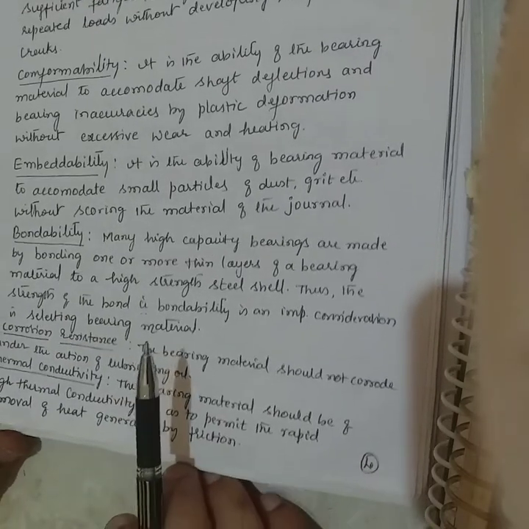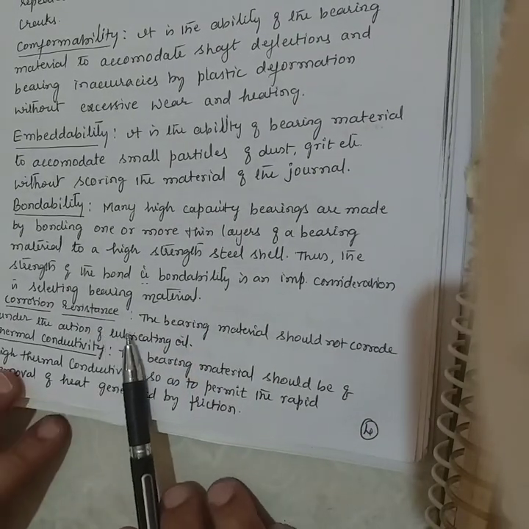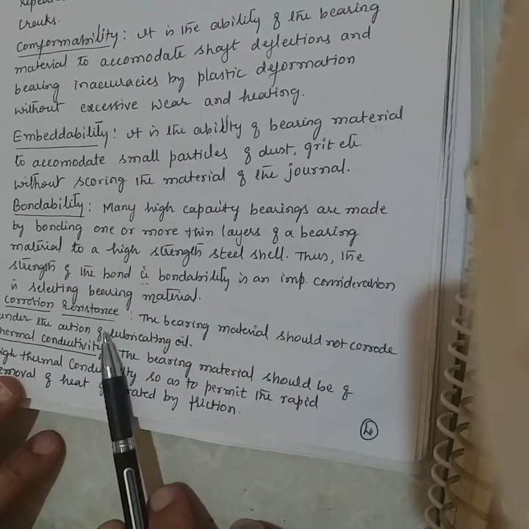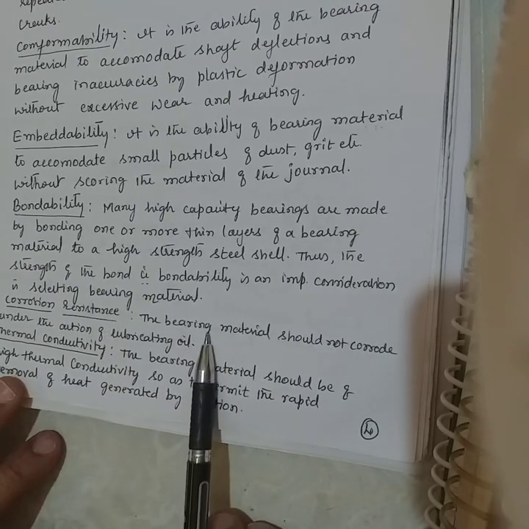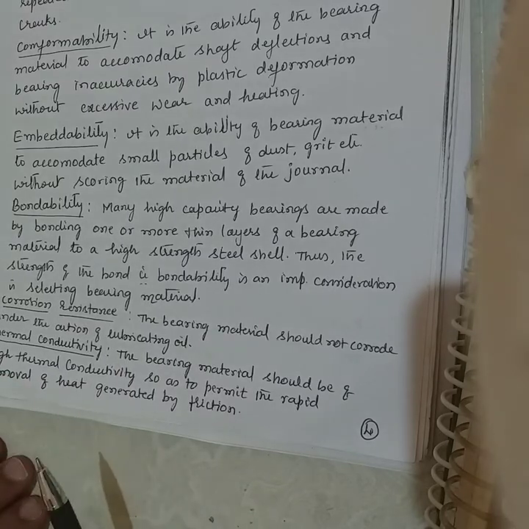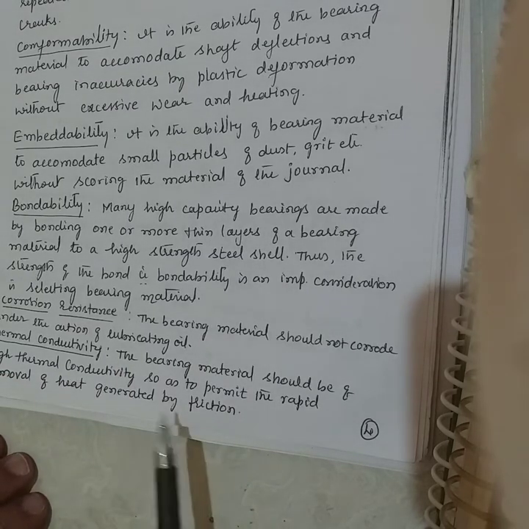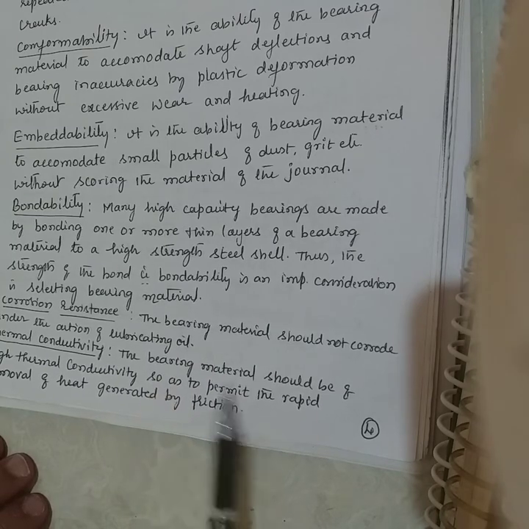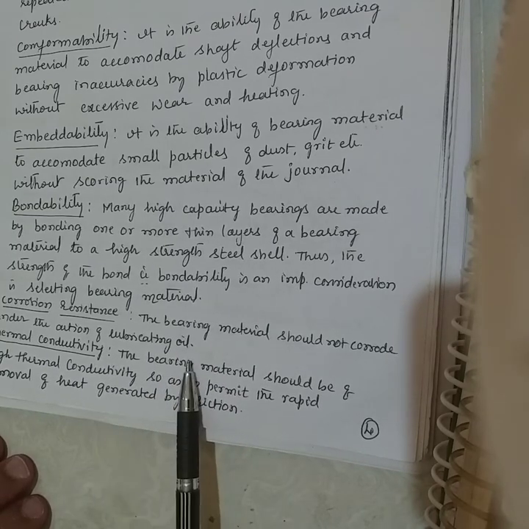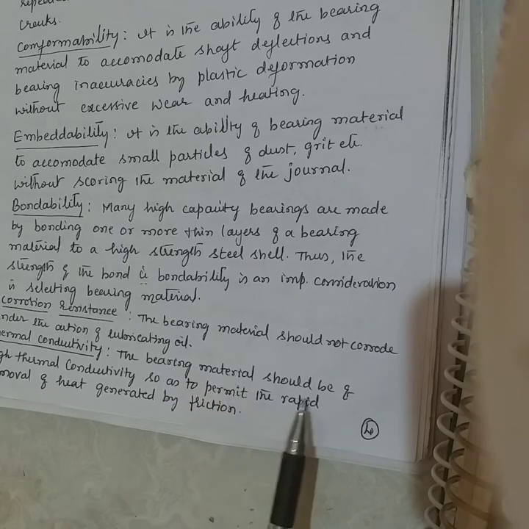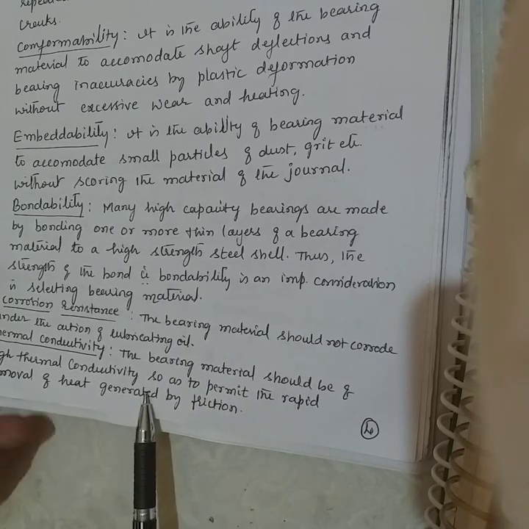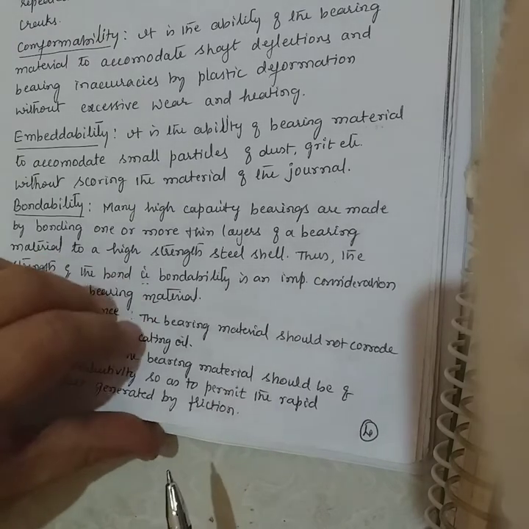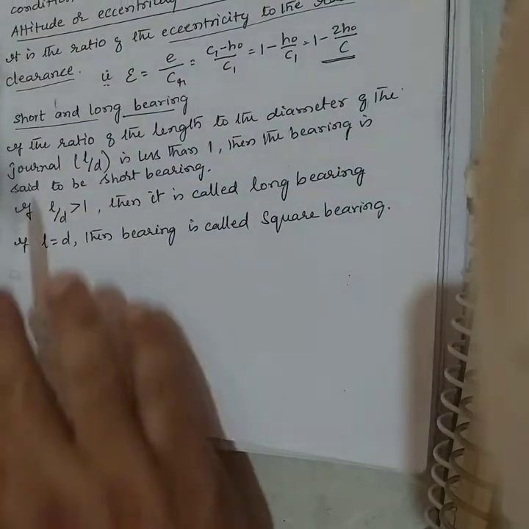Then corrosion resistance. As usual, if the bearing is operating in a corrosive environment, the material should have very good corrosion resistance property. And then thermal conductivity. As we know, all the components which are subjected to friction will have a rise in temperature. The bearing material should be capable of withstanding those high temperatures. That means it should have high thermal conductivity so as to permit the rapid removal of heat generated by friction.